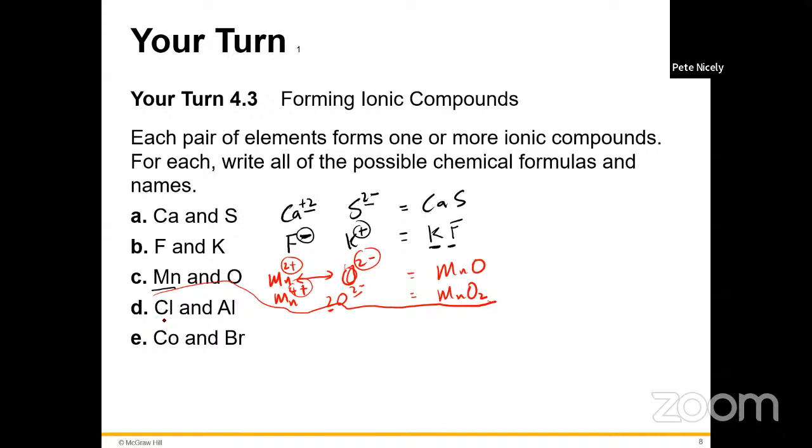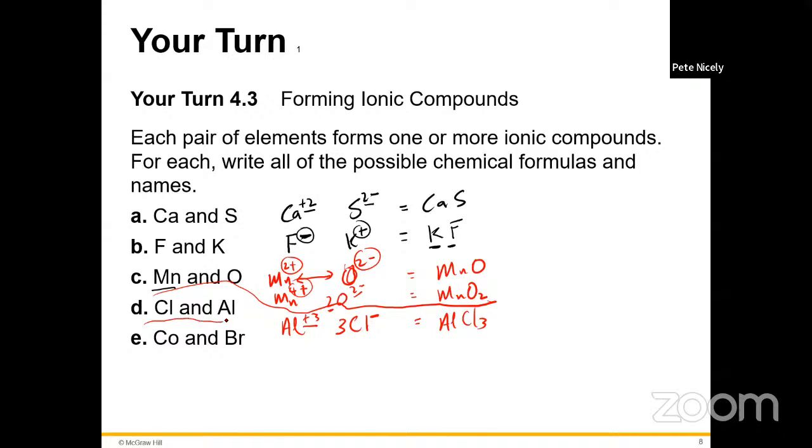In the case of the next one, it's a combination of aluminum and chlorine. If you consult the tables, you see that aluminum has a +3 charge and chlorine has a -1 charge, so that's a chloride ion. You have +3 here and -1 here, so you need to multiply that by 3. When they combine, you end up with AlCl3 as your final answer.